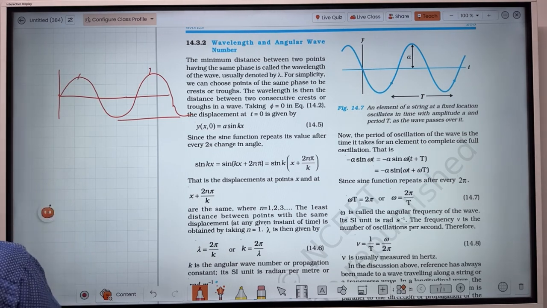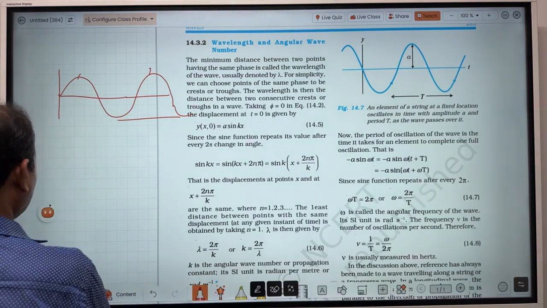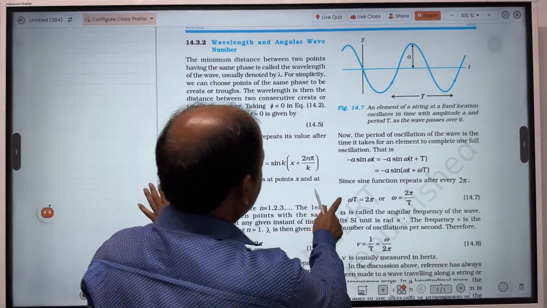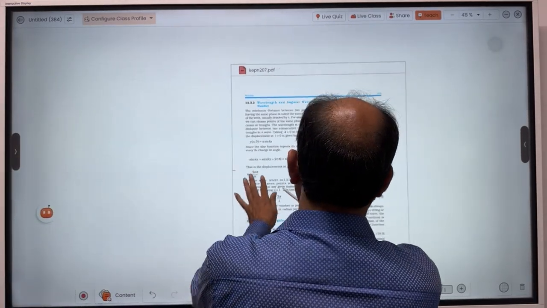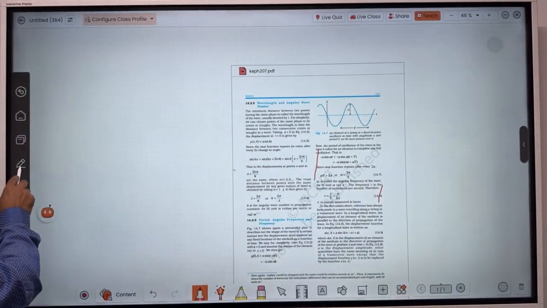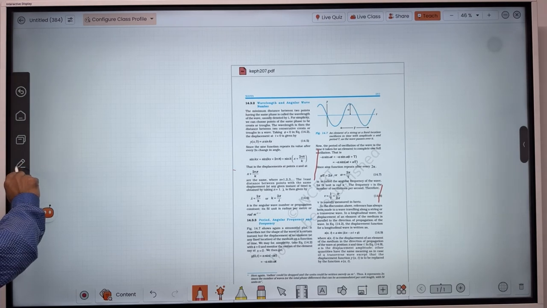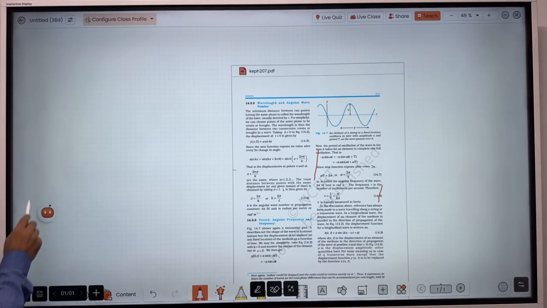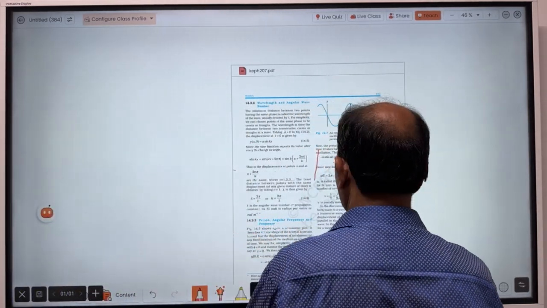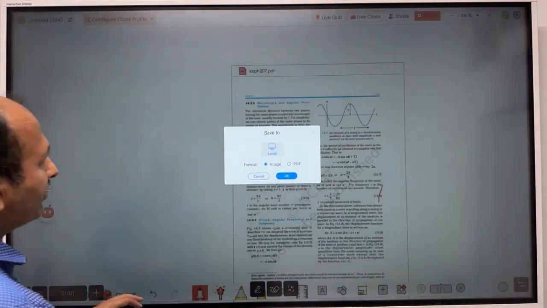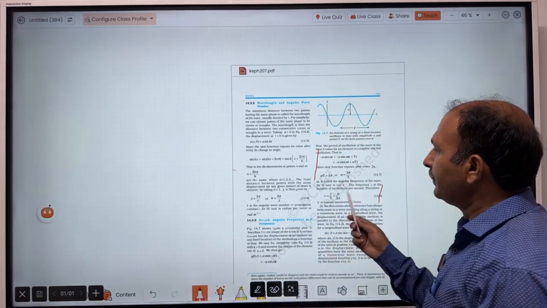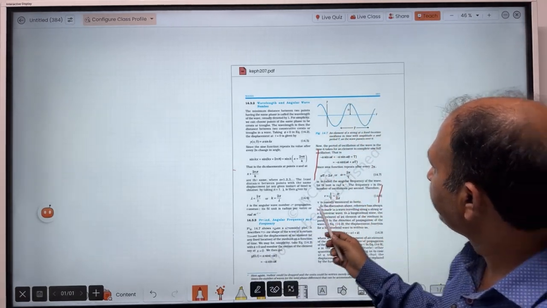Now going back, up to here you have understood. Now the next thing we will do in the next lecture.